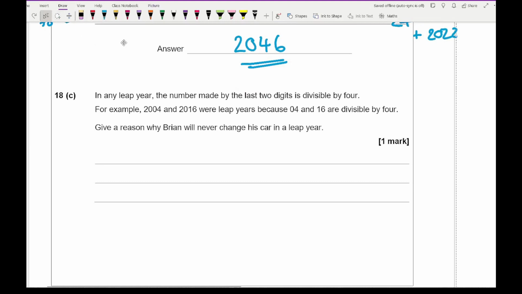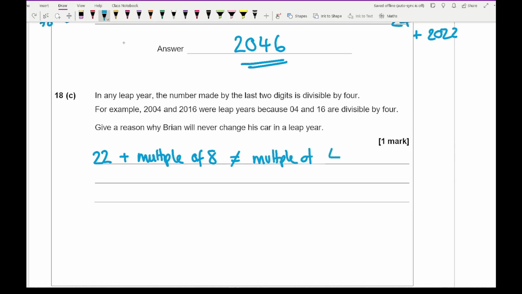It then says, in any leap year, the number made by the last 2 digits is divisible by 4. For example, 2004 and 2016 were leap years because 04 and 16 are divisible by 4. Give a reason why Brian will never change his car in a leap year. Now for this, we know that he changes his car in 22. Now if I then add any multiple of 8, in which you could give an example, then that is not going to be a multiple of 4. And the reason for that is because although this is a multiple of 4, 22 is not a multiple of 4.